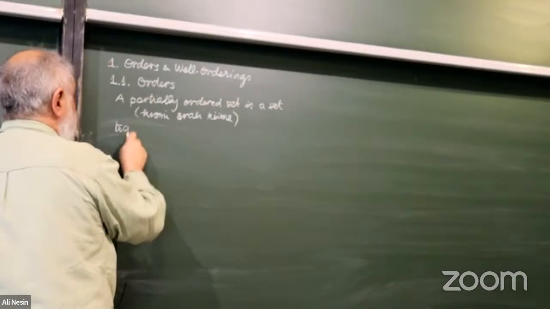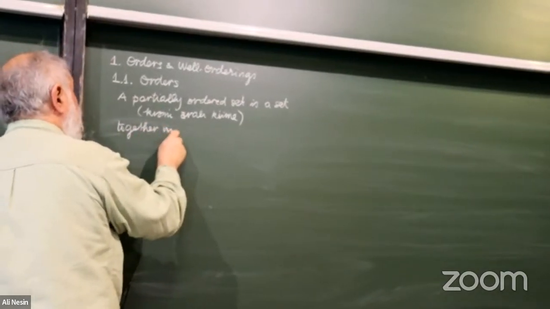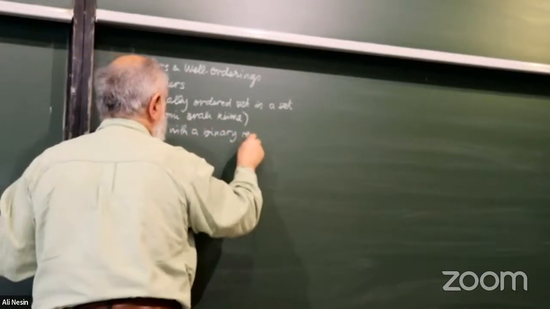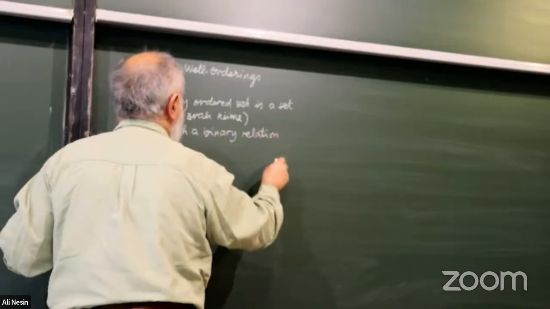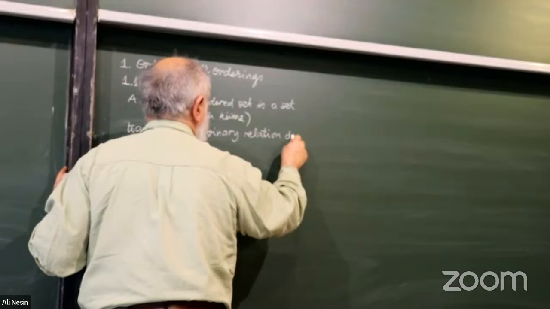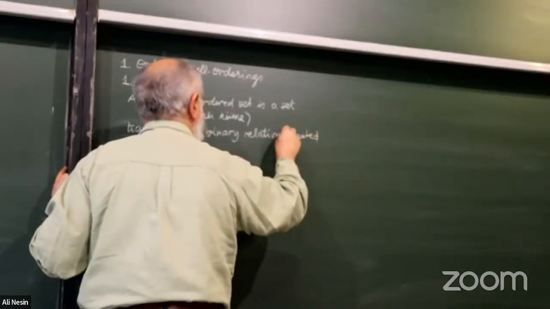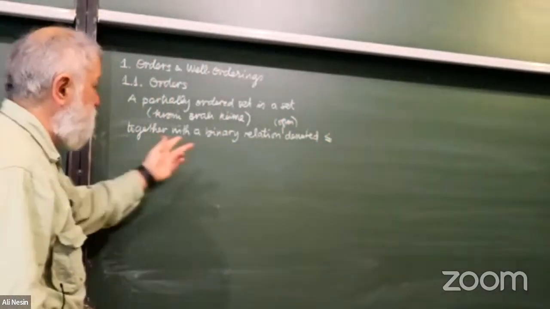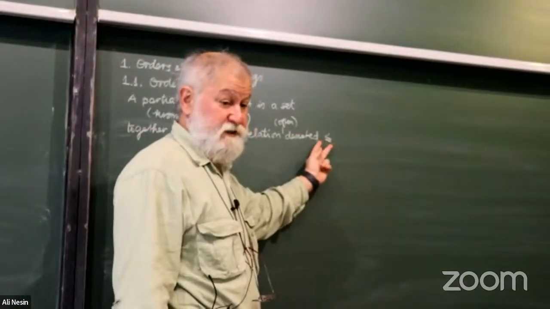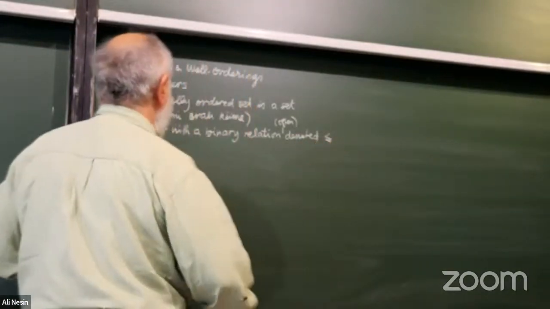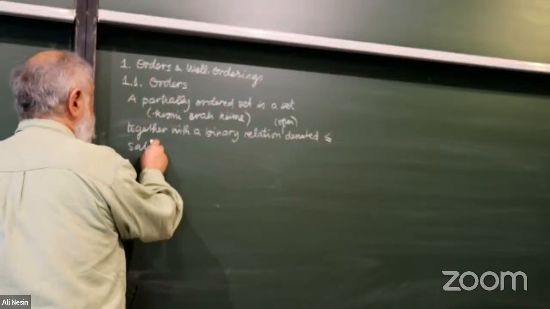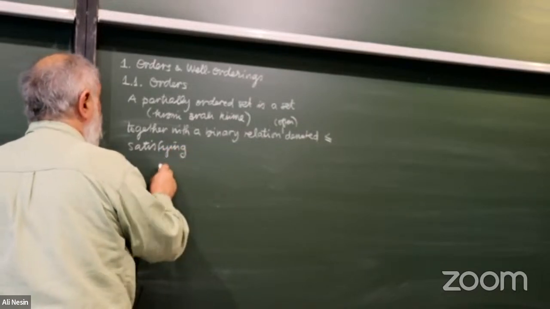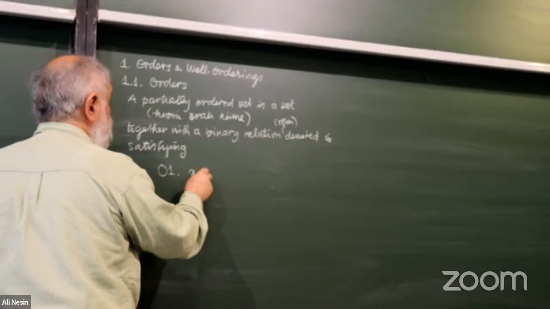together with a binary relation often denoted less than or equal to. So a binary relation, it means that you need two elements for this to make sense. X is less than or equal to Y, such that satisfying O1, X is less than or equal to X.